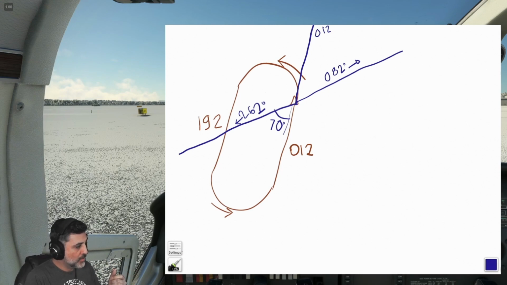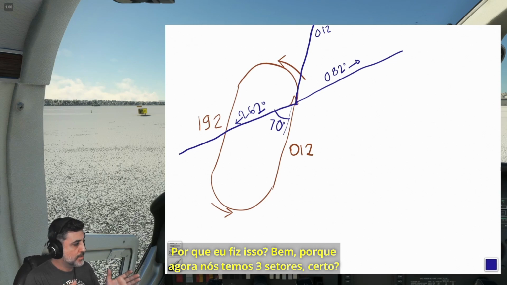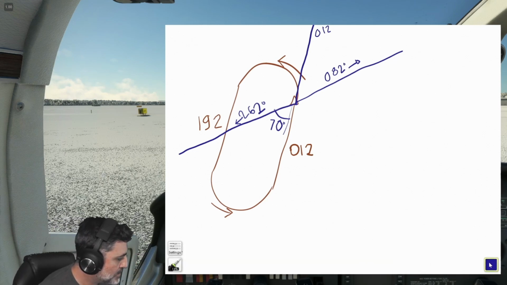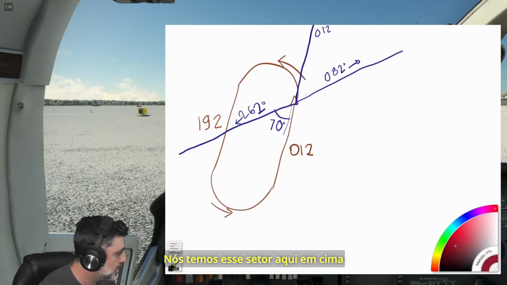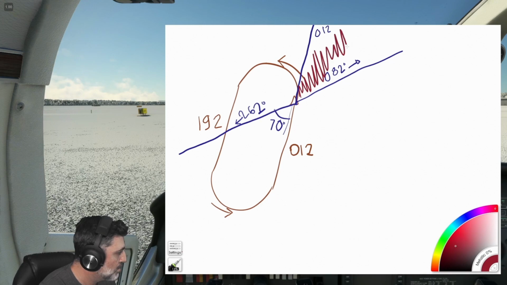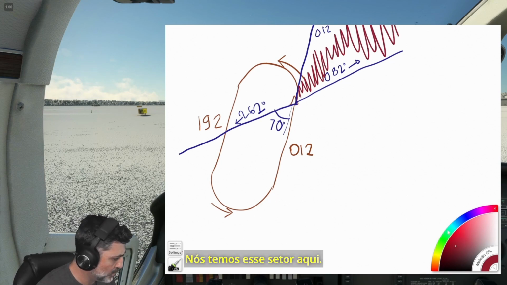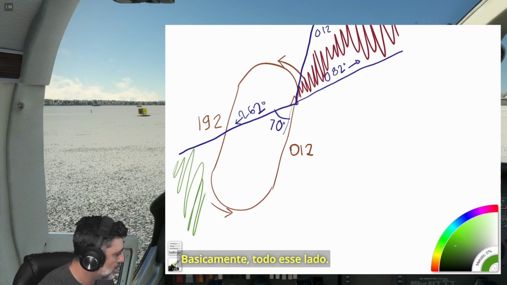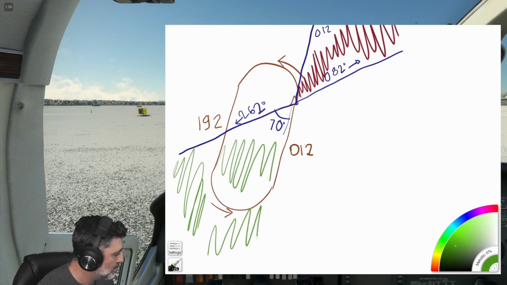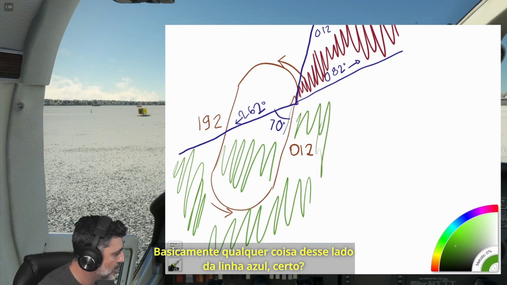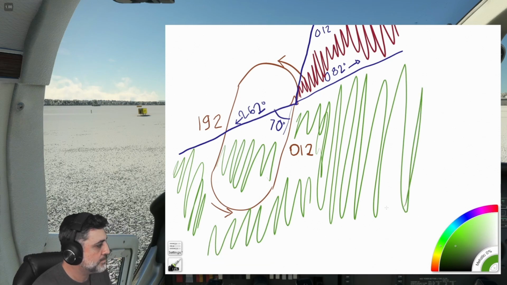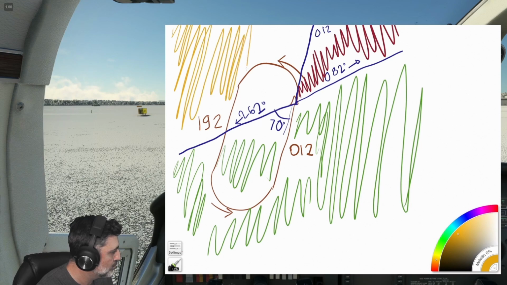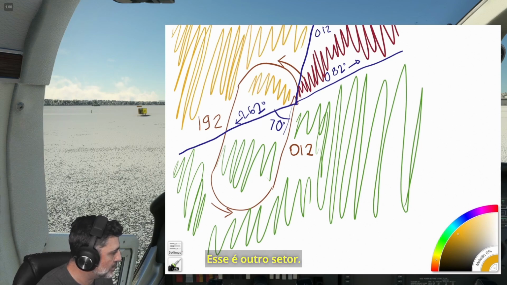That is right. Now, why do we do this? Well, because we now have three sectors, right? We have this sector up here. We have this sector in here. That's basically all of this side, so basically anything on this side of our blue line, right? And then I have this sector up here. That's a different sector. Yeah?